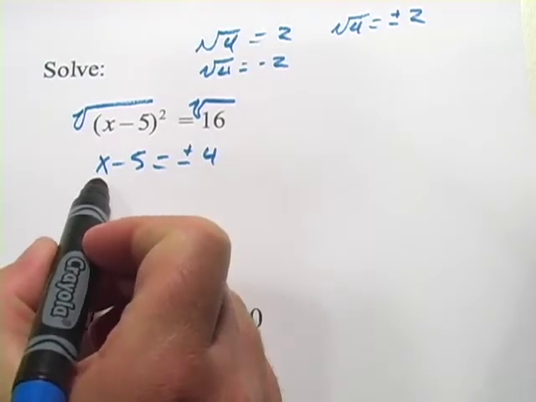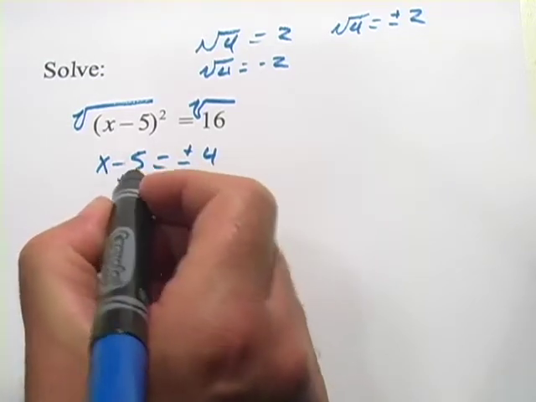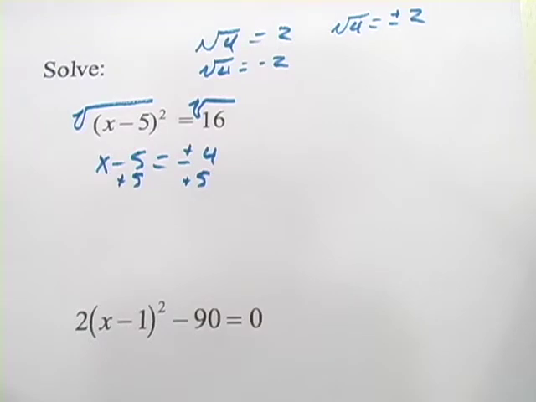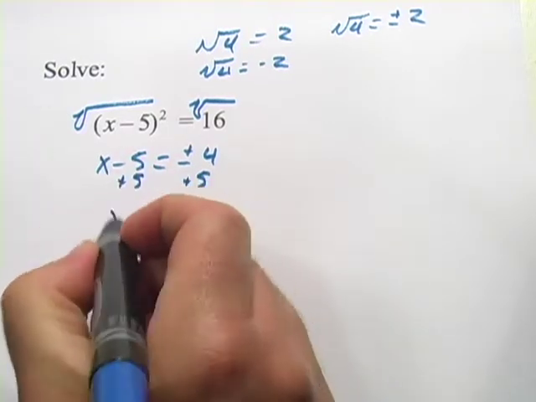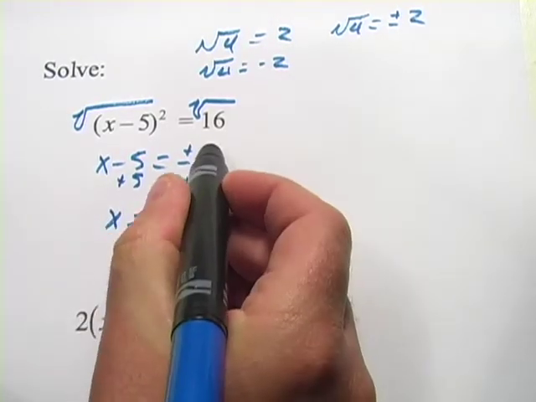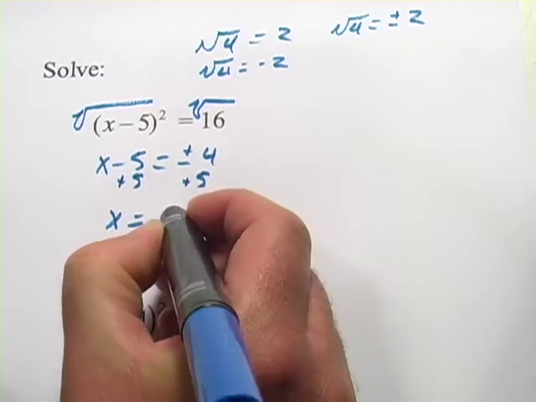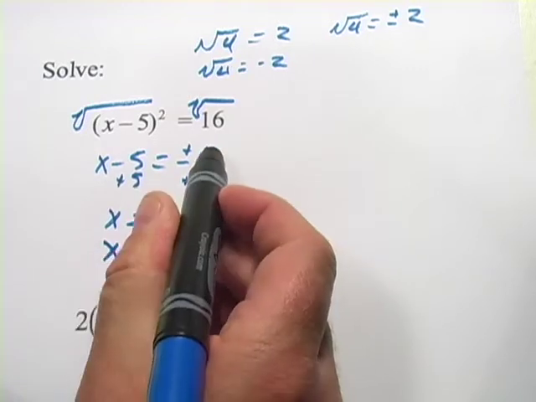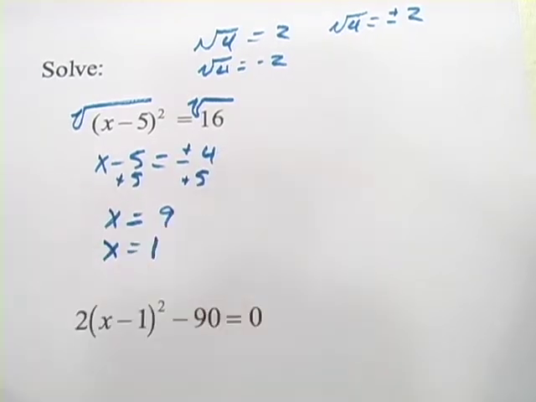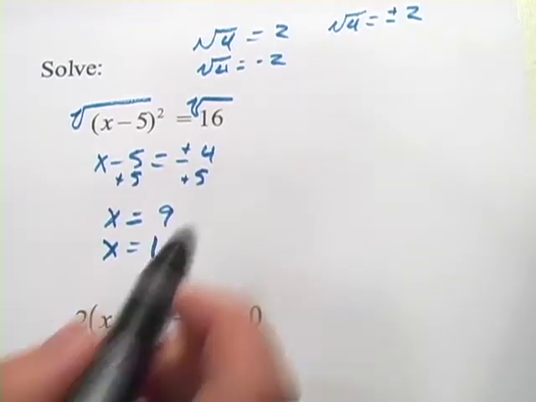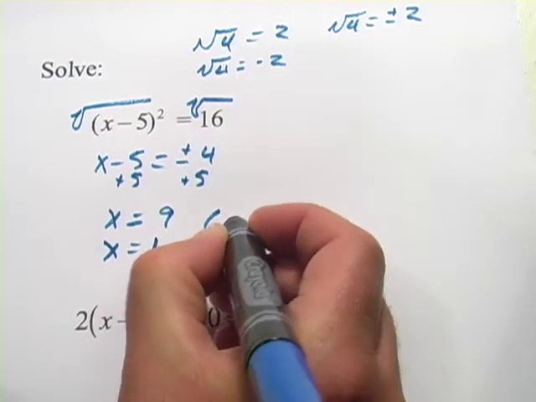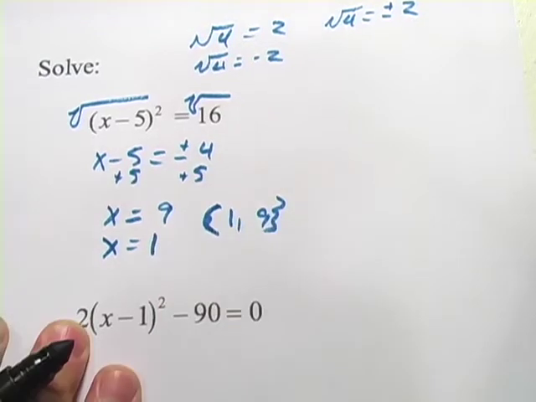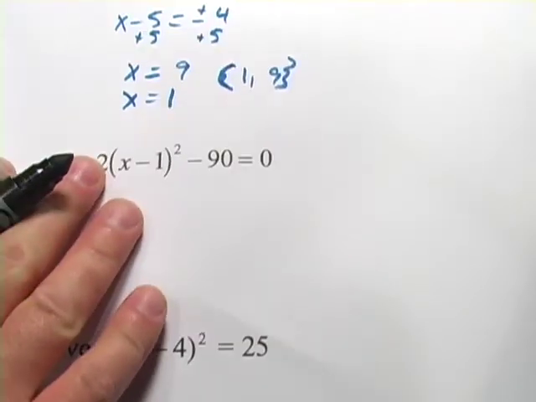Now I'm just going to go ahead and get x alone here by adding 5. So you have to be a little bit careful. So x equals positive 4 plus 5, so that would be 9, or x equals negative 4 plus 5, which is 1. So those are our two solutions. You might see it like this, 1 comma 9, as an answer. Let's try another one.